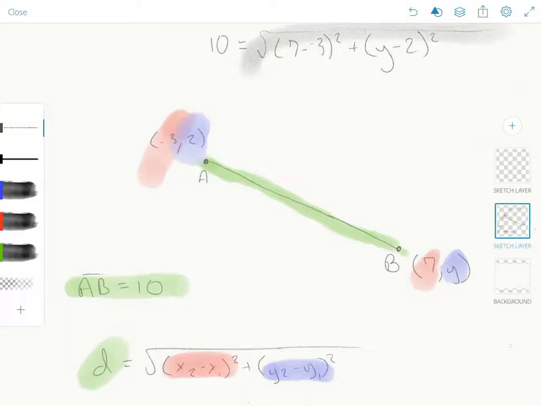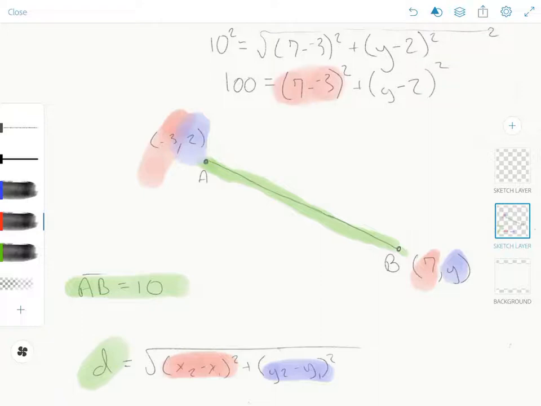The first thing you're going to do is get rid of this radical symbol. That side is being square rooted. You want to undo that, so we square both sides of the equation, giving us 100 equals, and all that changes is that because we squared it, this square root sign is going to go away. That leaves us with 7 minus -3 squared plus y minus 2 squared.